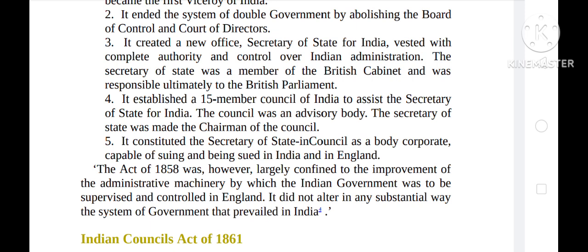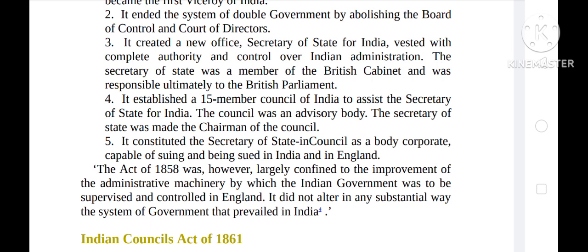It established a 15-member Council of India to assist the Secretary of State for India. The council was an advisory body. The Secretary of State was made the chairman of the council. It constituted the Secretary of State in Council as a body corporate capable of suing and being sued in India and in England.